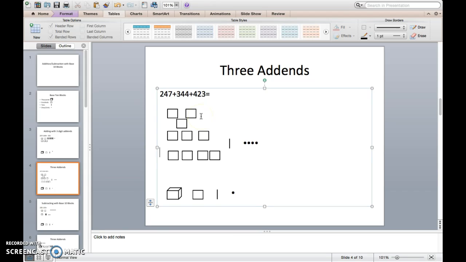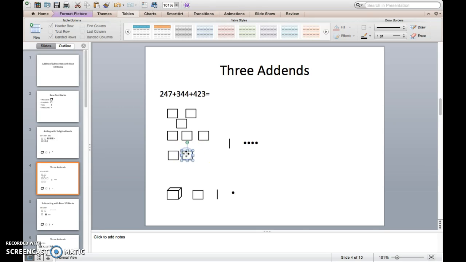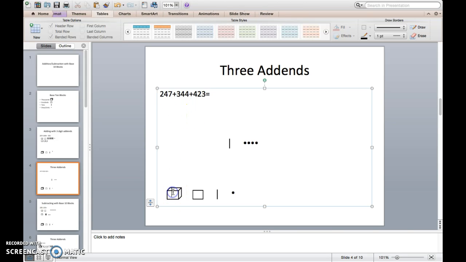Now what I'm going to do is I'm going to add my hundreds together. 1, 2, 3, 4, 5, 6, 7, 8, 9, 10. When I have 10 hundreds, that converts to 1,000. So I can get rid of all of these since there are 10 of them, and consolidate it down to a 1,000 block.